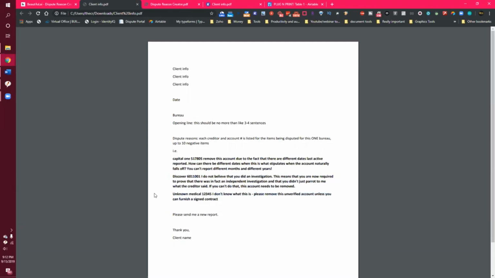So this is what your dispute letter should look like. Your client information at the top, or if it's you, then it's your information at the top: name, date of birth, address, social, and so forth. The date. Some people put dates, some people don't. You should put the date if you're doing your own letters. Then the bureau you're disputing with and their address.